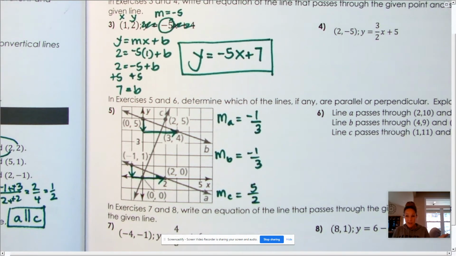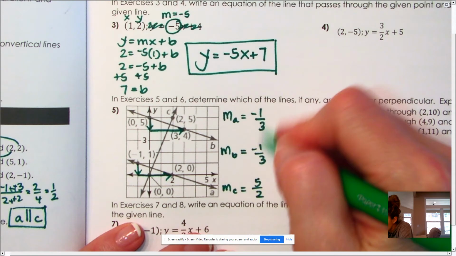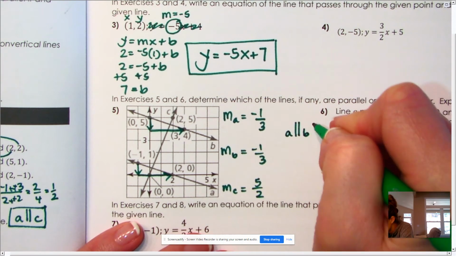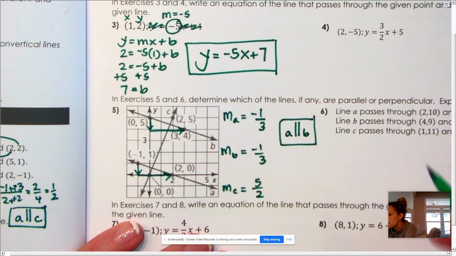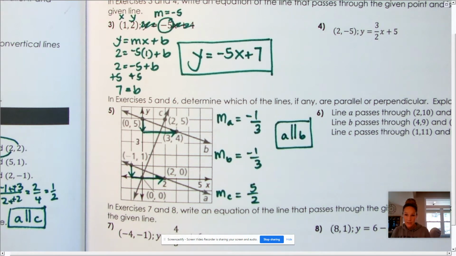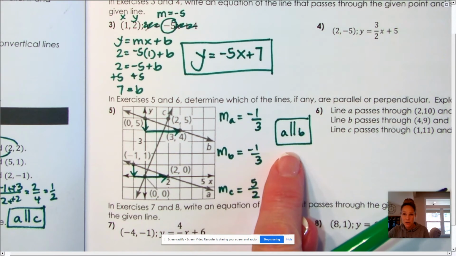All right, so now I need to decide, are any parallel? Are any exactly the same? Well, yeah, A and B are exactly the same slopes. So I know that the lines are parallel to each other. And if any are perpendicular, one would be positive, one would be negative, and they would be reciprocals of each other. Well, that's not the case. So all we have is parallel lines.